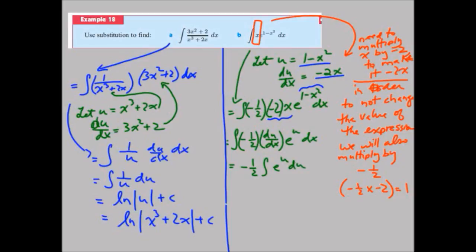We know that the integral of e to the power of something is just itself, plus that constant of integration. So here we have it, and substitute back in the u value, and we have our solution. Negative 1/2 e to the power of 1 minus x squared plus c. Okay, pretty tricky, but pretty amazing that we can do this.